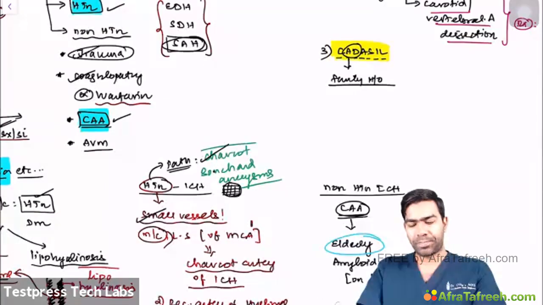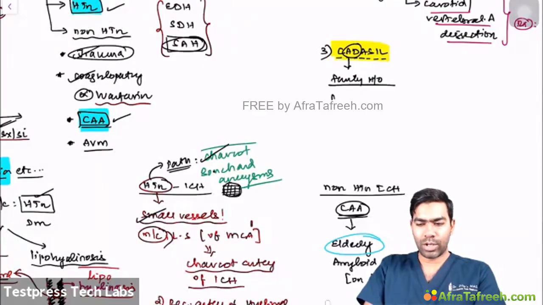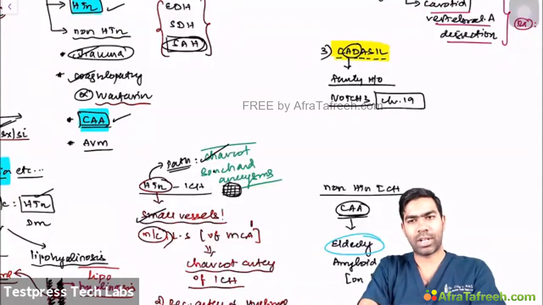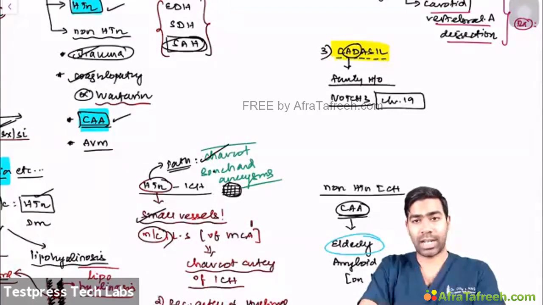Apart from that, it is due to mutations of a gene called NOTCH3, which is present in chromosome number 19. I don't know why this question was asked. Once upon a time, it was asked in the JIPMER exam, I think in 2018 or 19. It's due to mutations of the NOTCH3 gene present in chromosome number 19.